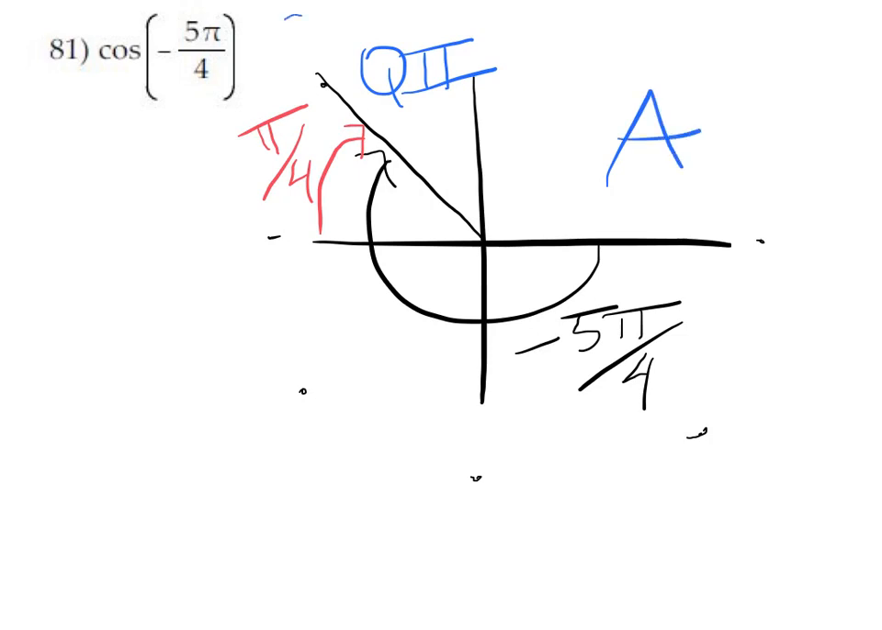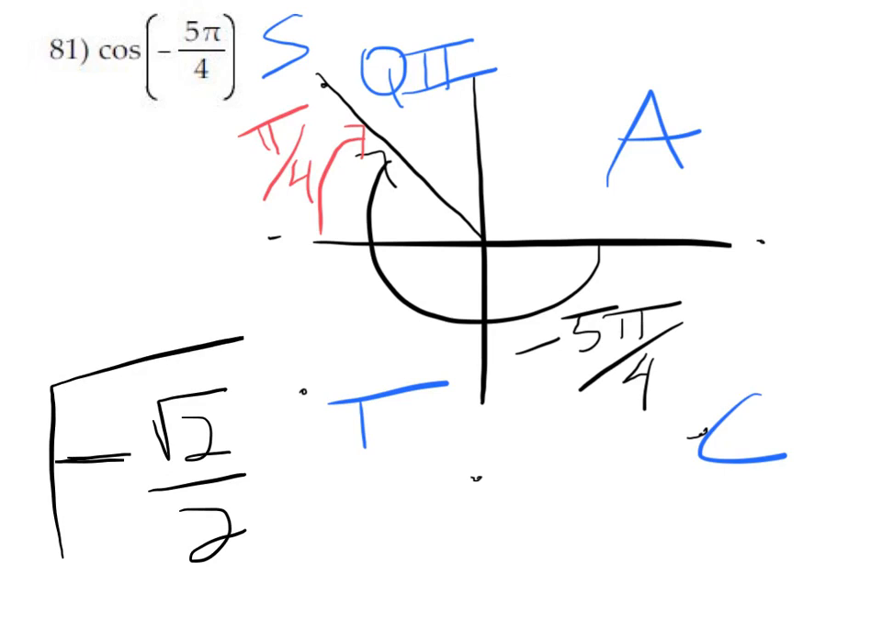And all students take calculus tells us that sine will be positive in quadrant 2. We're dealing with cosine, so our answer will be negative. And what is cosine of pi fourths? It's square root of 2 over 2. And that completes this problem.